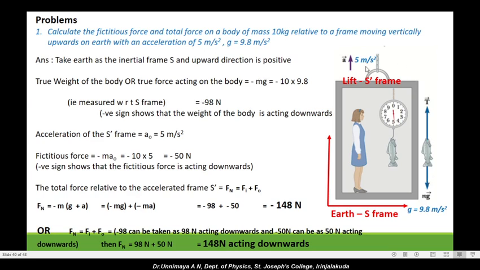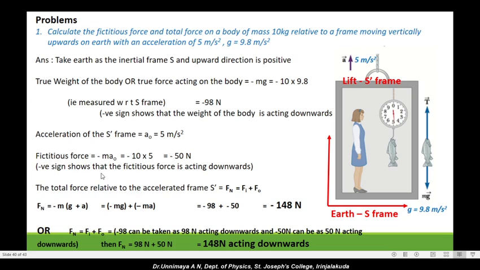Now what is the acceleration of the frame? What is the acceleration of the S prime frame? 5 m/s². Then what will be the fictitious force? Fictitious force is equal to minus ma0. Here a0 is 5 m/s², with a plus sign, since the frame is moving vertically upwards, so we took a positive sign.